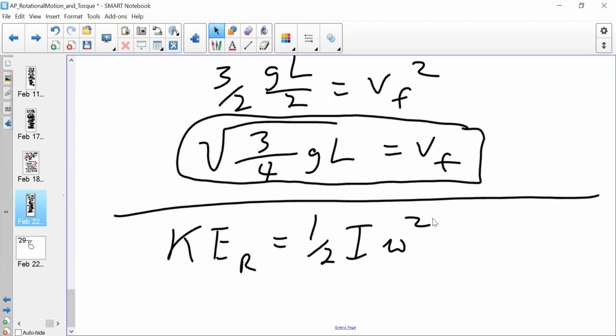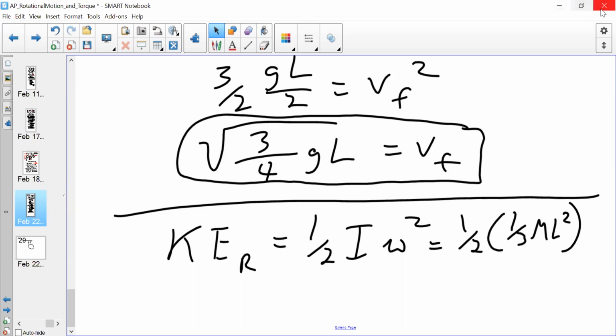I got 1/12 mg... Yeah, your mic squared times squared. Okay, did you substitute the moment of inertia expression for I? Yeah. Okay, since Mike is having little issues, I'm just going to write what I believe he said. So 1/2 moment of inertia, 1/3 ml squared.